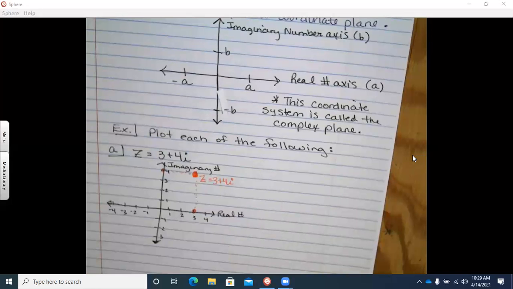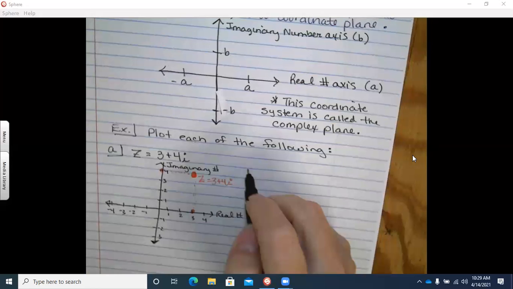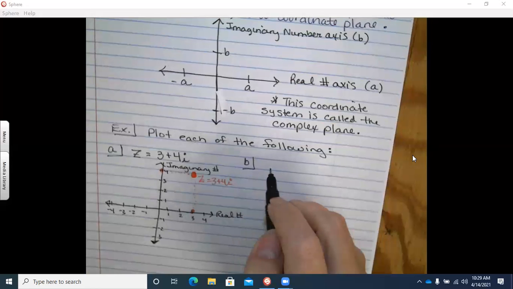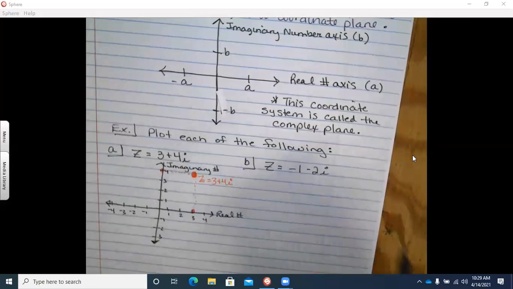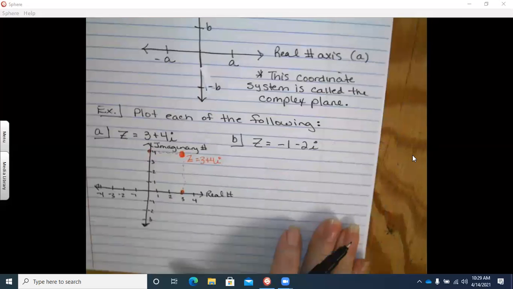Tough stuff, right? You're probably not going to see little i's on the imaginary number line, okay? So you have to know the real number part goes on the horizontal axis, and the imaginary number comes from the vertical axis. All right, so how about you try this one? I want you to graph z equals -1 minus 2i. And I'll be quiet.